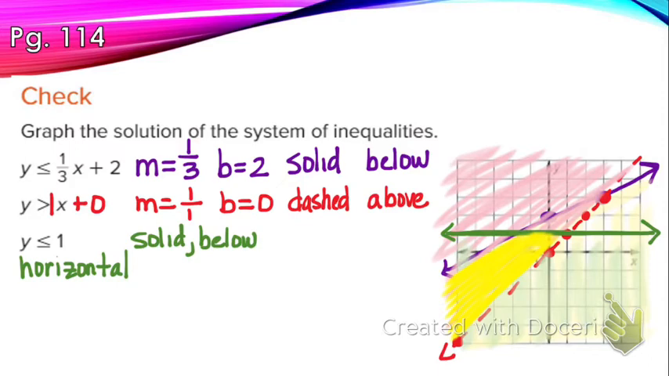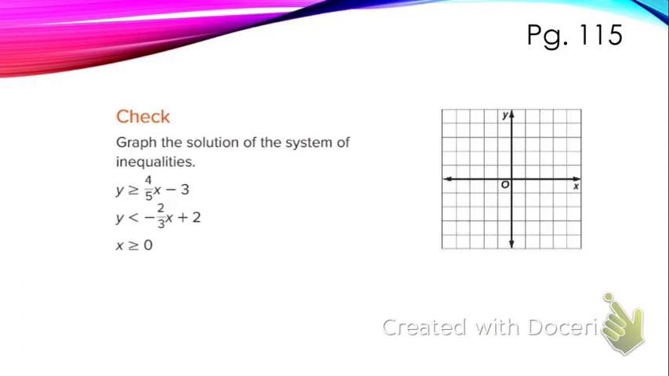All right, we're going to do one more. Go to page 115. At the top of 115, we're going to do it again. So I want to give you a couple of minutes to graph the first one. What's the slope of this first one? The slope is 4/5. What about the y-intercept? Solid or dashed? Above or below? Ooh, I'm hearing both. Is it above or below? Above, because it's greater than.